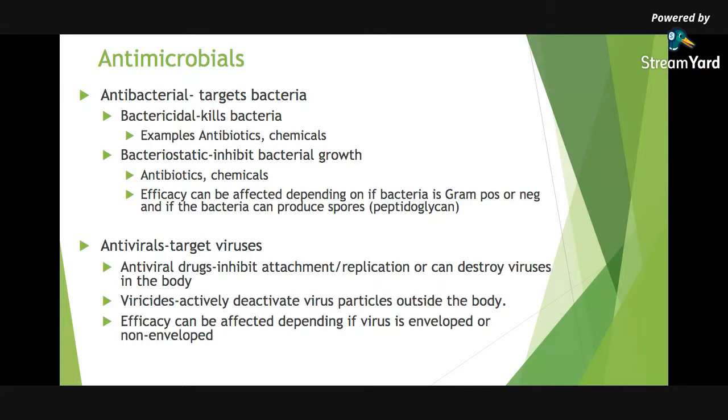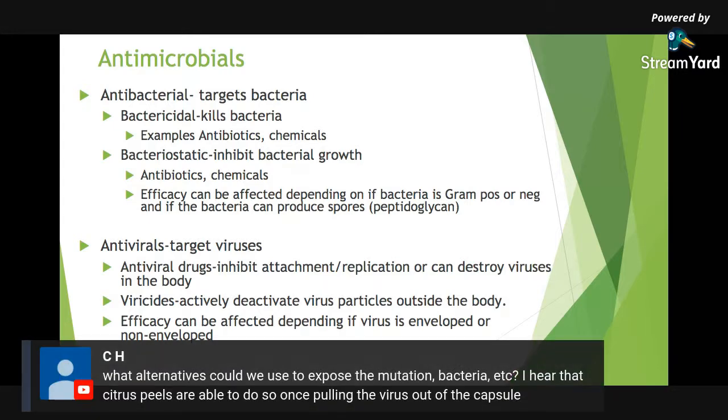What alternatives could we use to expose the mutation bacteria? I hear that citrus pills are able to do so once pulling the virus out of the capsule. I don't understand your question. What do you mean, expose the mutation bacteria? You're not going to be able to see these things unless you have a microscope or a test. So exposing it, I'm not understanding.